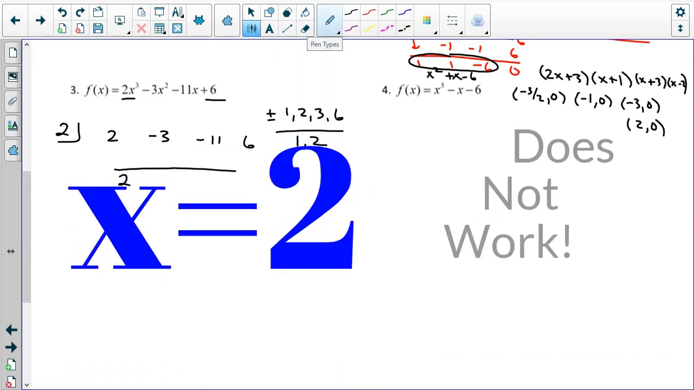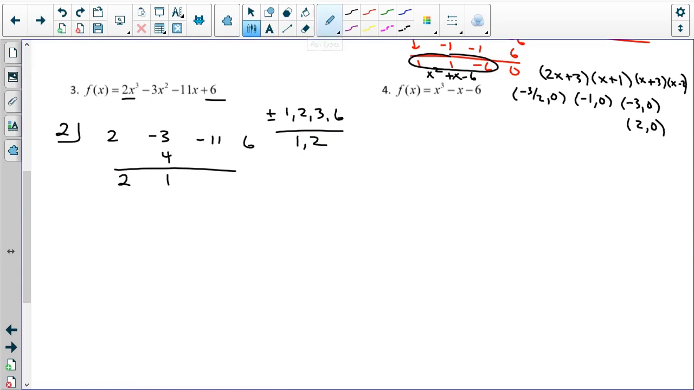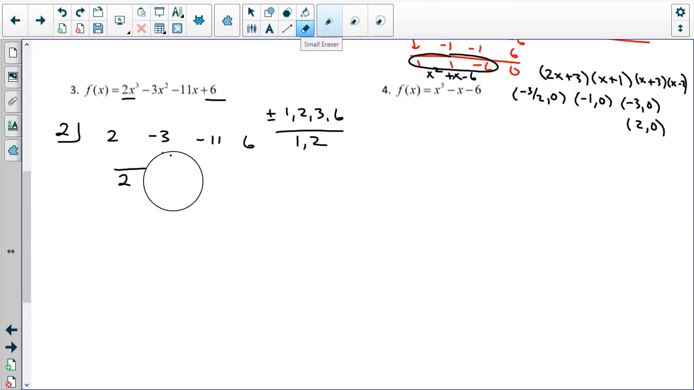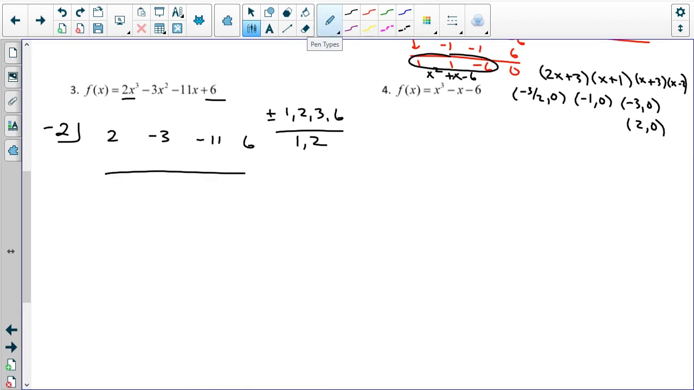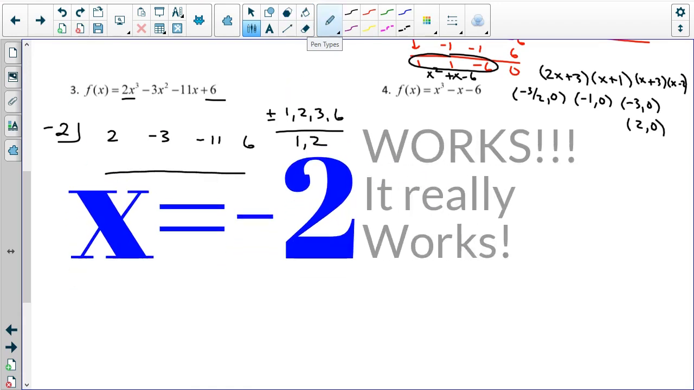Pull down the 2. 2 times 2 is 4. Add that and I get 1. 2 times 1 is 2. Add that and I get negative 9. Negative 8. No, that's not going to work either. So sometimes this takes a little while, but I'm just going to go from easiest to hardest. It's easiest to multiply by 1 and 2. So that's what I'm going to try.